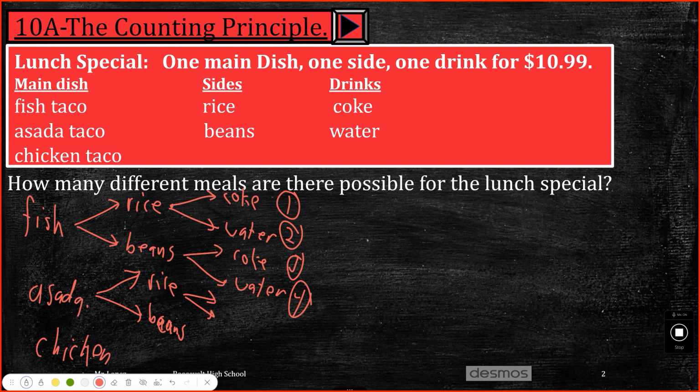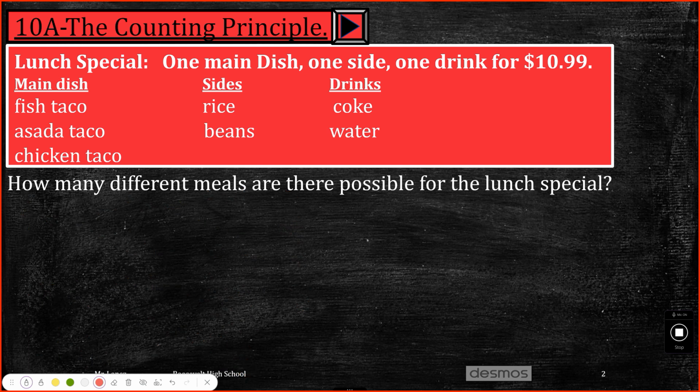It's already so tedious to do it this way. I'm already getting tired. Coke, water. And I'm going to do it over here again, and I don't want to do it. Okay? So there's 1, 2, 3, 4, 5, 6, 7, 8, 9, 10, 11, 12. Because I don't want to do it. What's an easier way to do this? What's an easier way to do this?